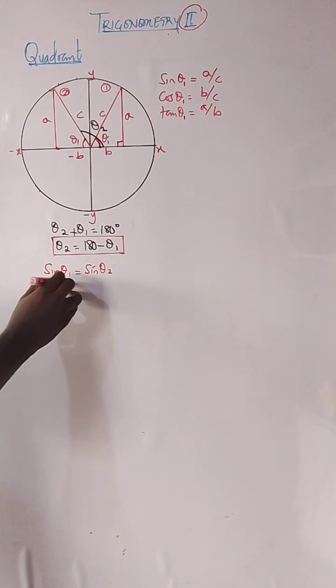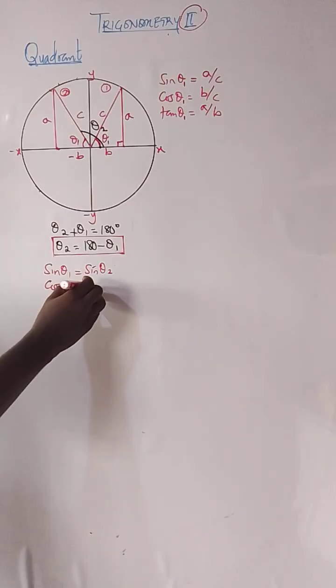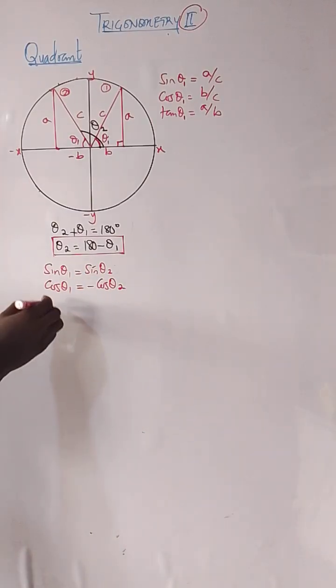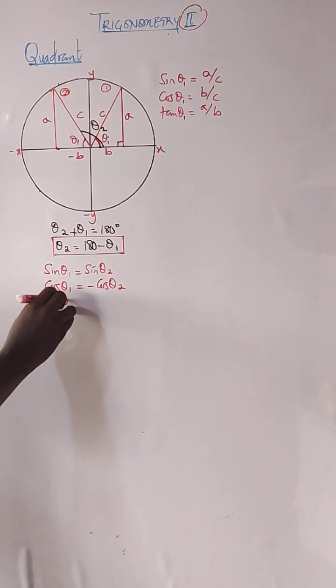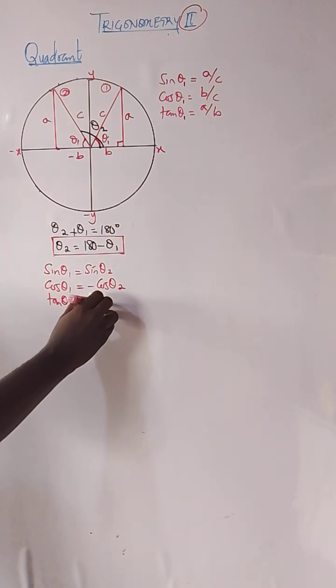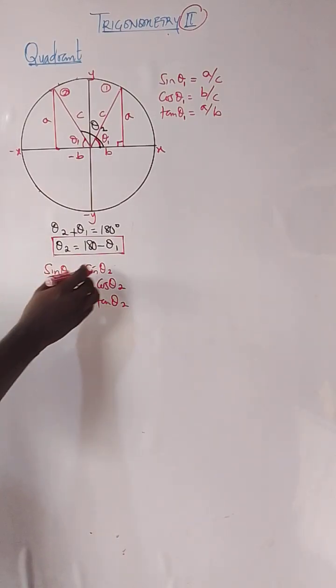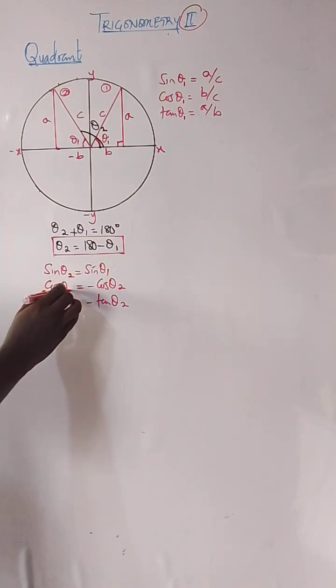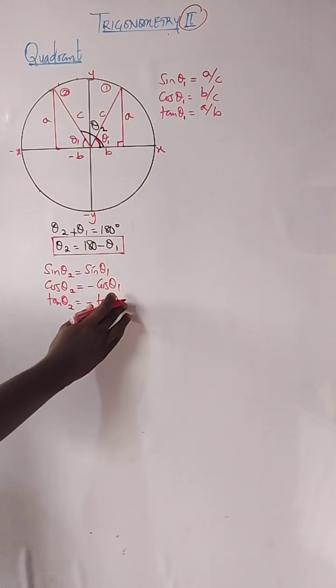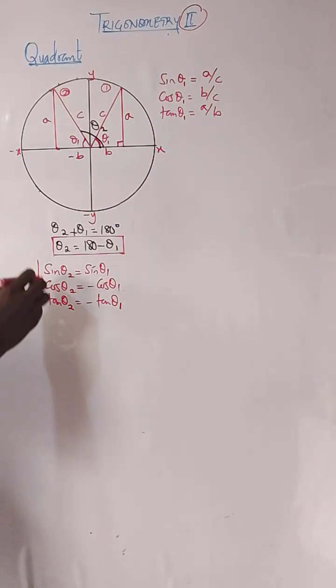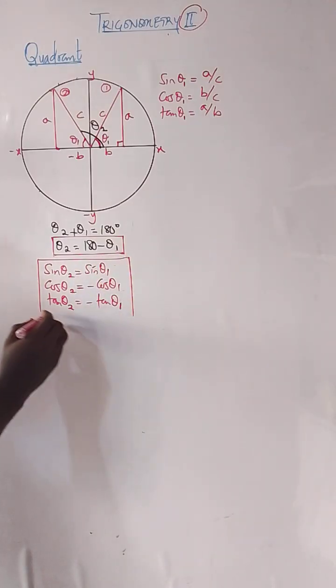But cos theta 1 in the first quadrant will be equal to the negative of cos theta 2. Same thing goes for tan: tan theta 1 will be equal to minus tan theta 2. Or we can bring the negative to the other side. So we can say sin theta 2 equals sin theta 1, cos theta 2 equals negative cos theta 1, and tan theta 2 equals negative tan theta 1. Why? Because B becomes minus in the second quadrant. So this is what happens in the second quadrant.